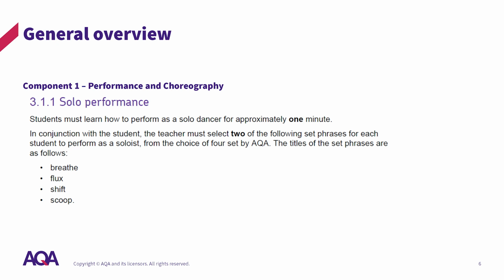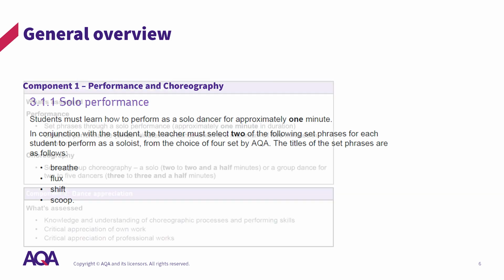In component 1, examiners create valid assessment through the consistent use of the same set phrases, such as those from the solo performance on screen here, and through using the same starting points for assessments in the performance section. We also provide stimulus materials for the choreography task. These are new each year, but are consistent in the range of stimuli provided. They are also always open-ended regarding the choreographic approach.